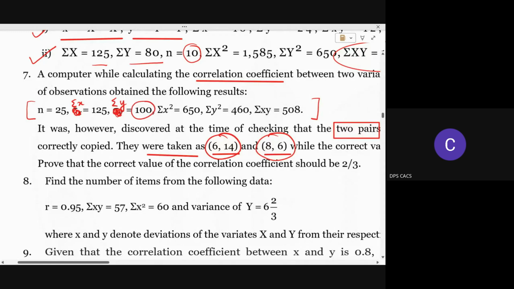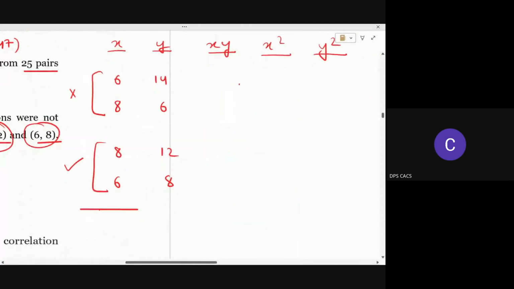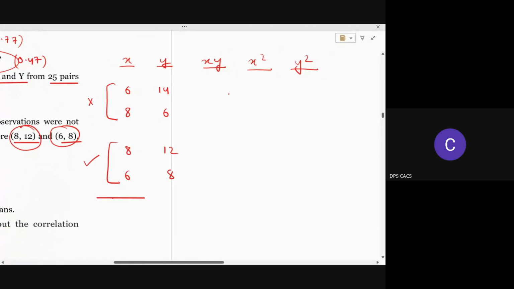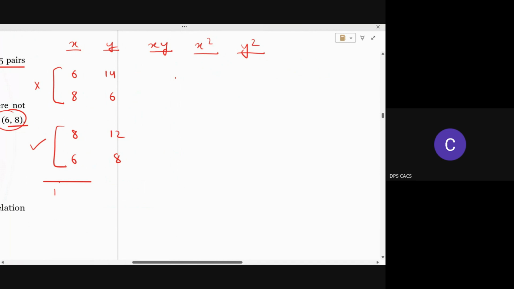This 100, na? 125. It will not change because the figures are like that. It may change in your exam. For this question, it is not changing. Okay. So now everyone, tell me what is the total of summation X given in the question? 125. But tell me what is the total of 8 and 6? 14. 8 and 6, 14. So this column will not change even if I correct it. Even if you correct it, the column will not change, right?